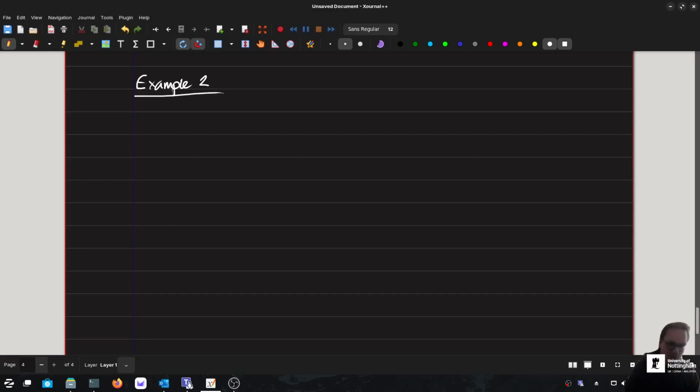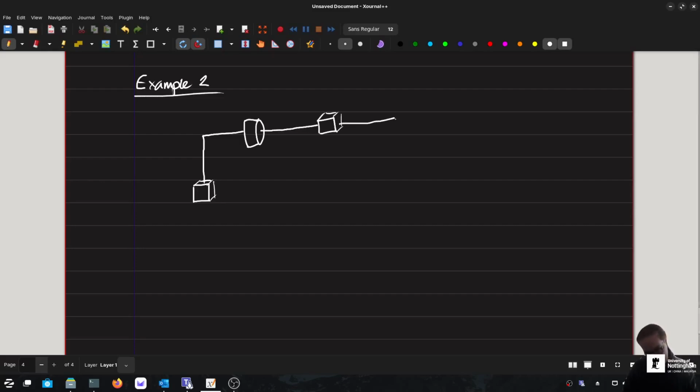In this case, I have a prismatic joint, like so. This time I've got a bit of a kink in it. I've got a 90-degree turn like this, where then I have a rotary joint. Not very well drawn. And then at the end, I've got another prismatic joint, like so, with my end effector over here.